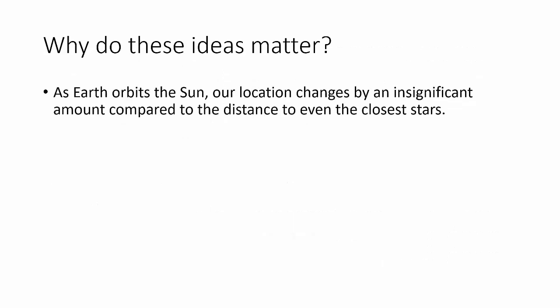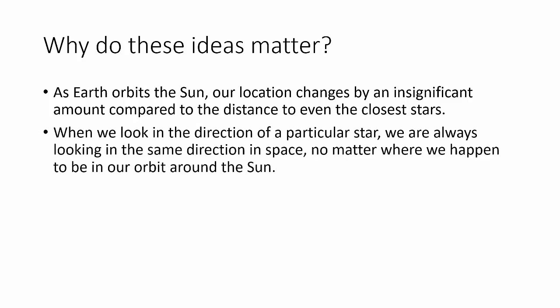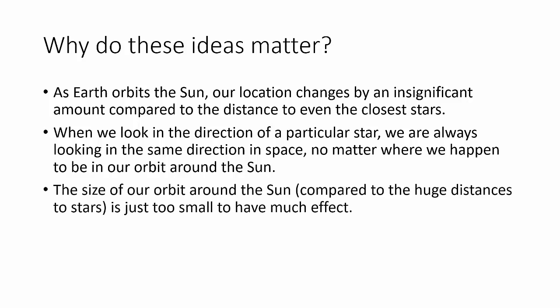So, as the Earth orbits the Sun, our location changes by an insignificant amount compared to the distance to even the closest stars. And when we look in the direction of a particular star, we're always looking in the same direction in space, no matter where we happen to be in our orbit around the Sun. And the size of our orbit is just too small to have much of an effect compared to those huge distances to stars.